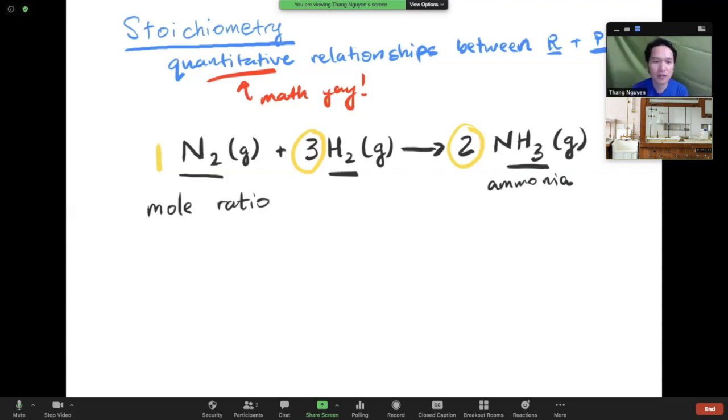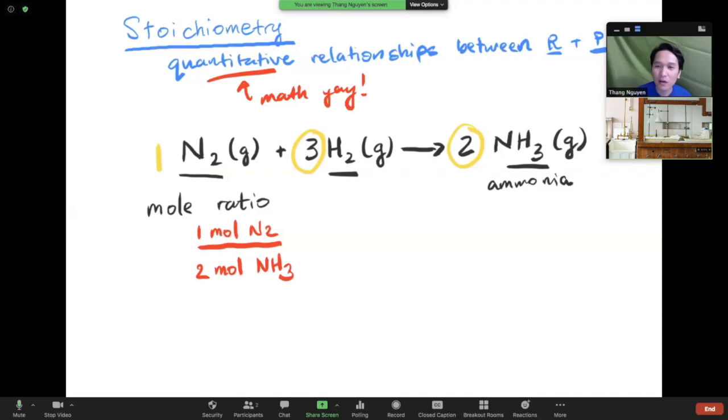For example, in this chemical equation, what is the relationship between nitrogen gas and ammonia gas? We see that for every 1 mole of nitrogen gas, you will make 2 moles of ammonia. So the relationship there is a 1 to 2 relationship. So how can we write that?